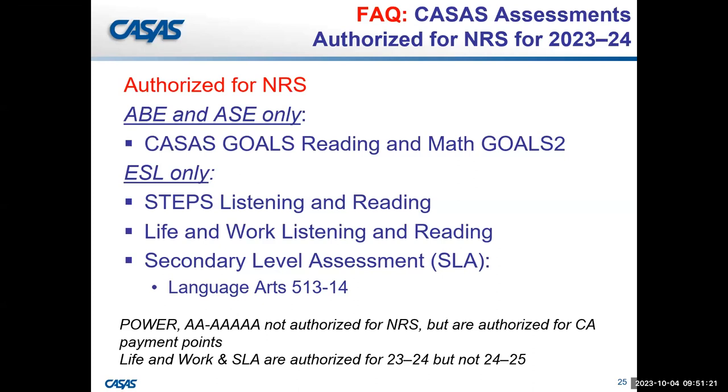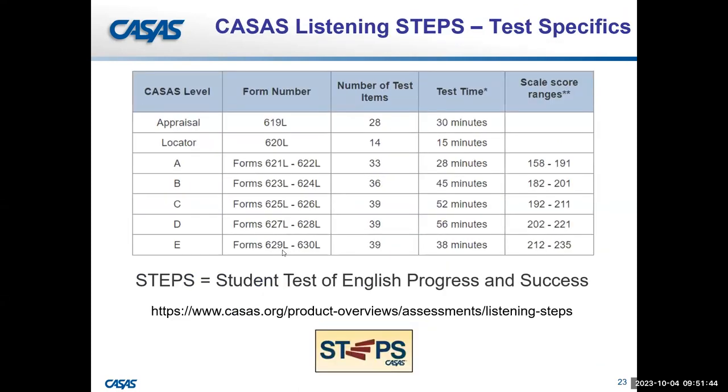Speaking and writing are optional. I'll just say reading, listening, and math are the ones that are used for state and federal reporting. You're welcome to use writing or speaking, but they don't necessarily have a role in this federal reporting like reading, listening, and math do. I think that's your question, Kristen. I guess you can elbow me in the ribs if that doesn't answer it.